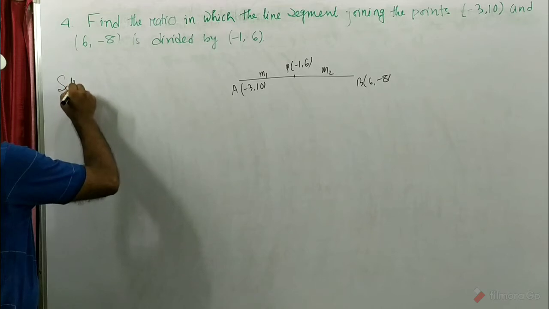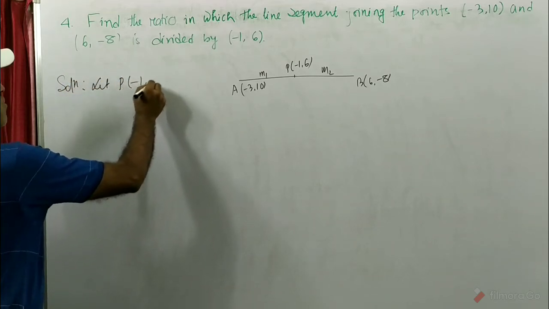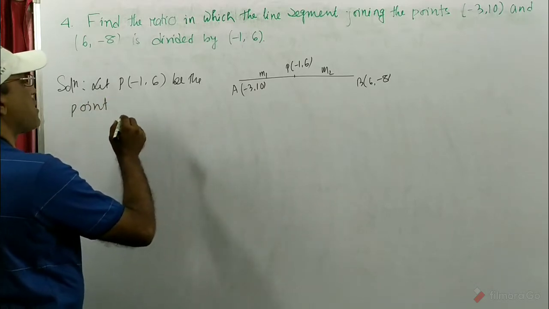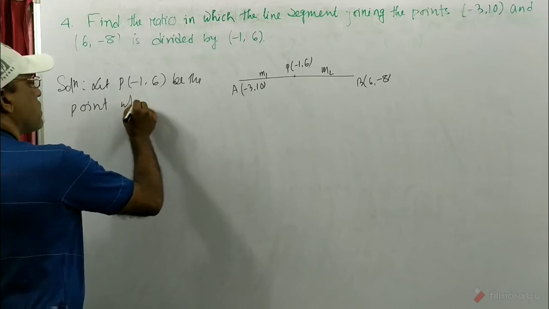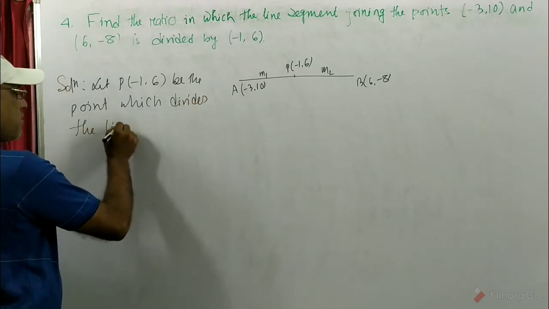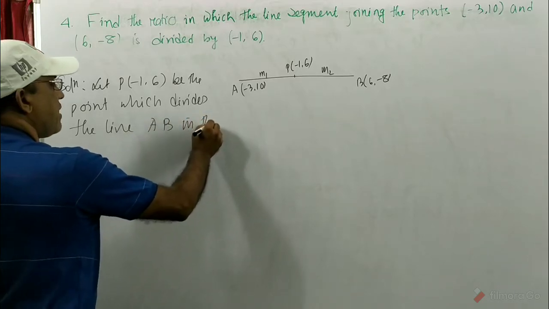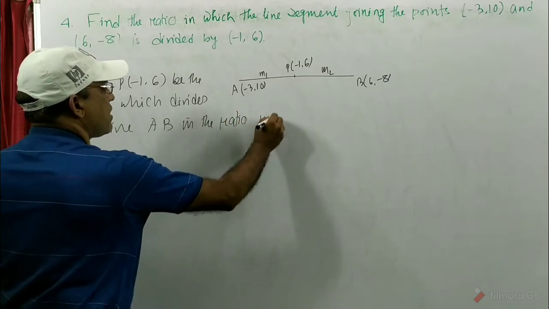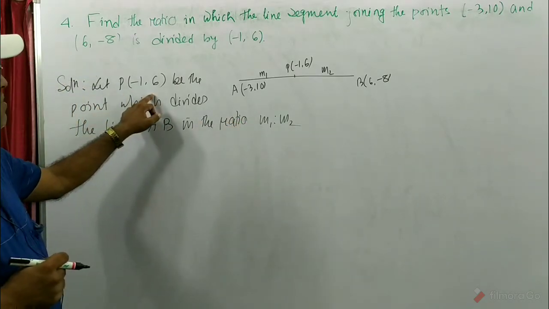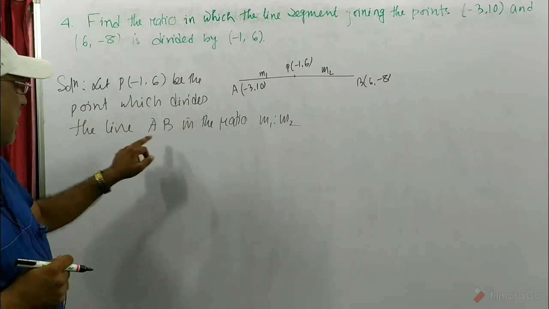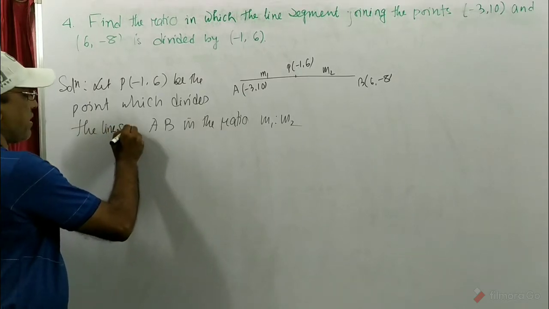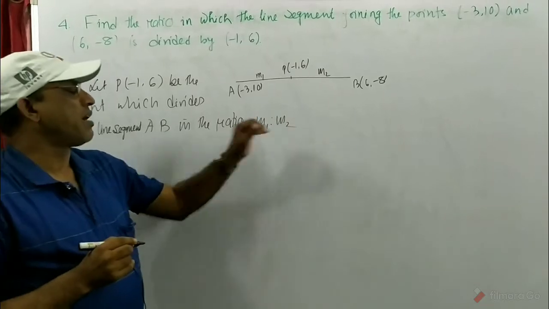So, solution. Let P(-1, 6) be the point which divides the line segment AB in the ratio m1 is to m2. We consider the ratio is m1 is to m2.